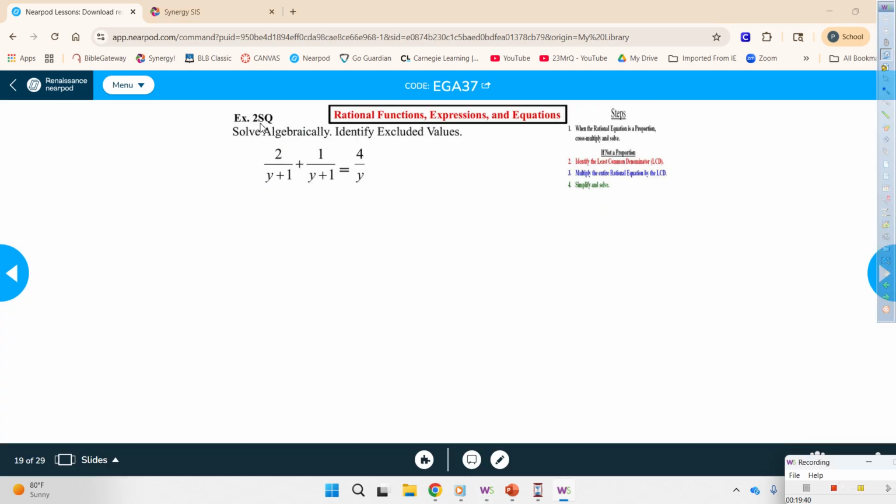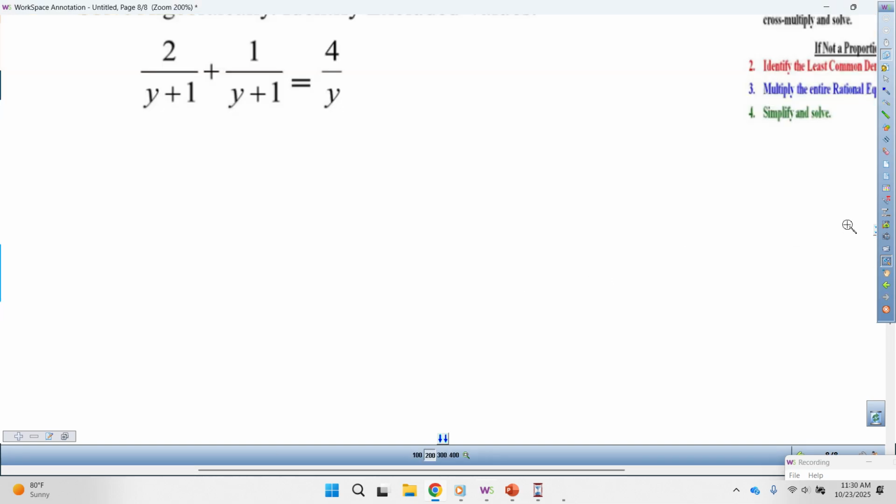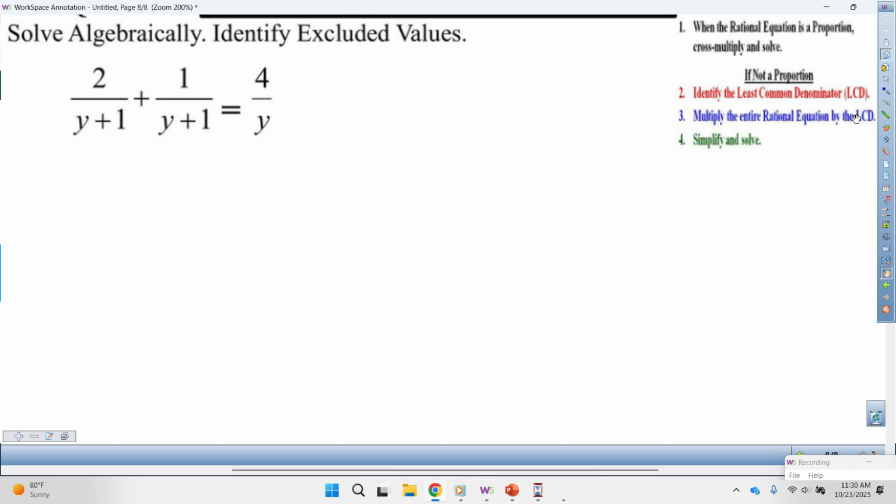Copy this one. Example 2 super Q. We got 2 over y plus 1 plus 1 over y plus 1 equals 4 over y. All right, look at it. Tell your neighbor if this is a proportion. No, because we have two fractions equal to one fraction.